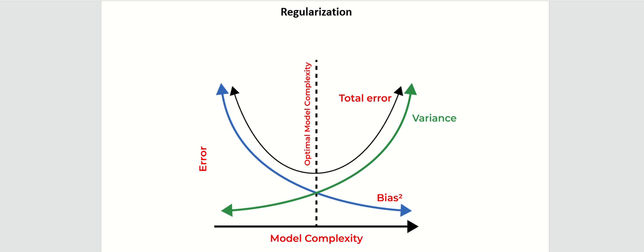In regularization, we have two different techniques. One is L1, which is lasso, and the other is L2, which is ridge. And we also have a third one, which is elastic net. We use different regularization techniques for different machine learning projects.